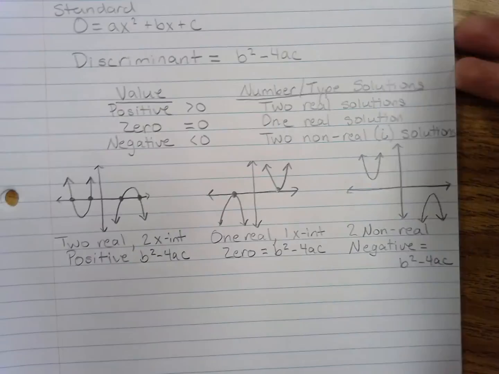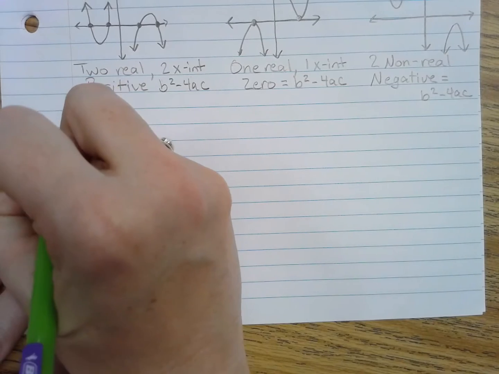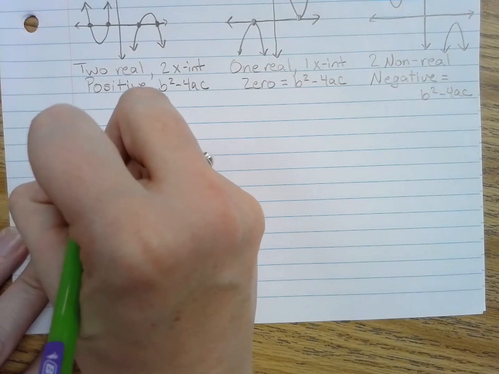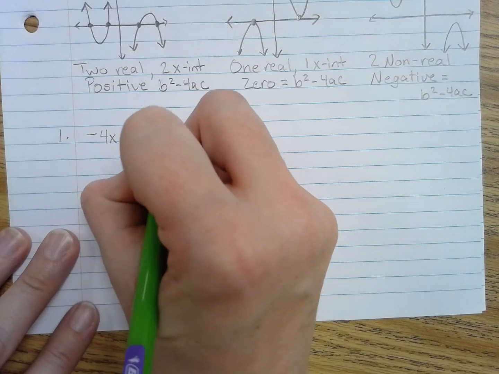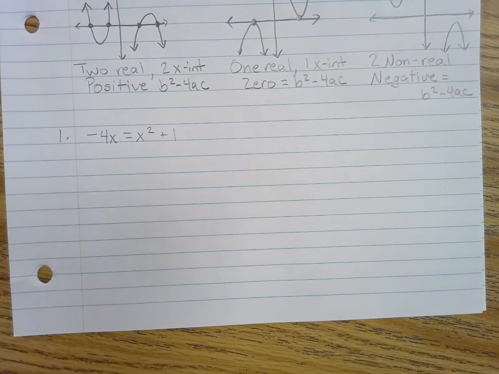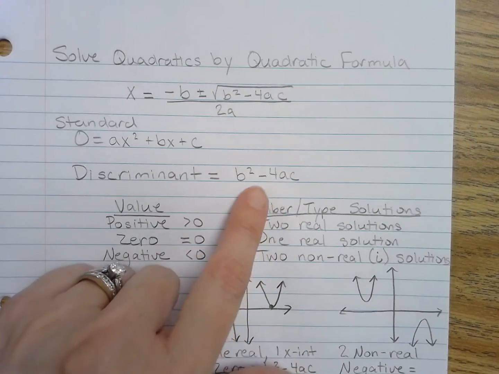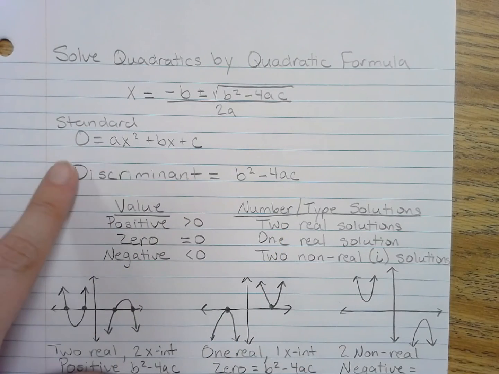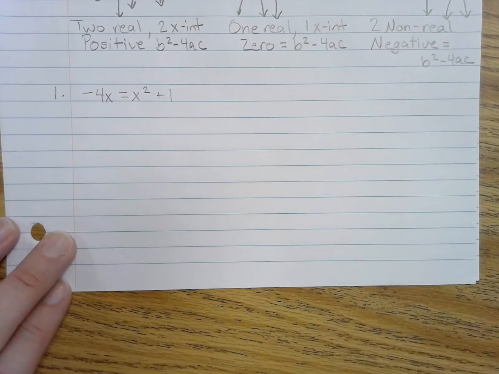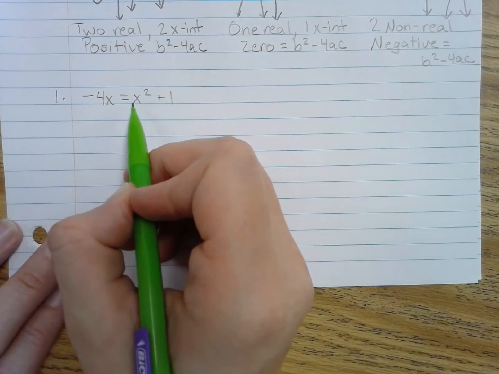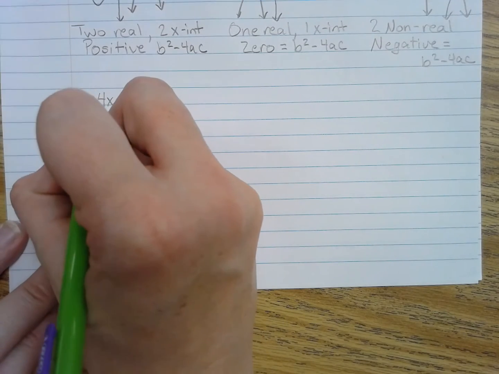So let's do some actual calculations with the discriminant formula. Example number 1. We're going to start with negative 4x equals x squared plus 1. Well, before we can ever get started, remember, in order to calculate the discriminant, we need our b squared minus 4ac. We need to get our equation set equal to 0 and written in correct standard form. It's my preference to keep my a positive. It's not necessary when doing this. It's just my preference. So I'm going to add the 4x.